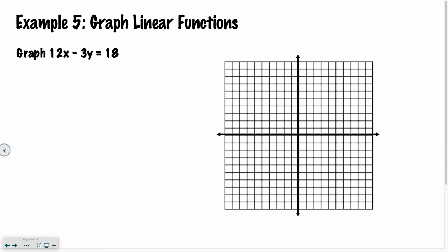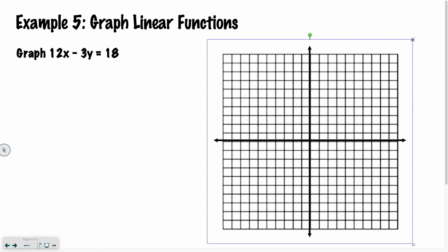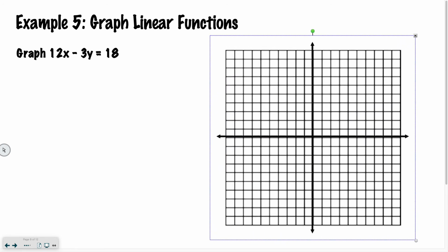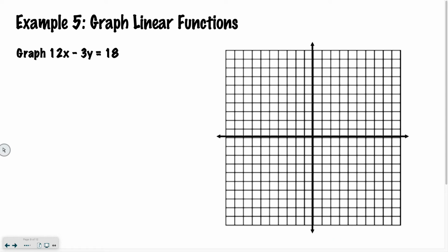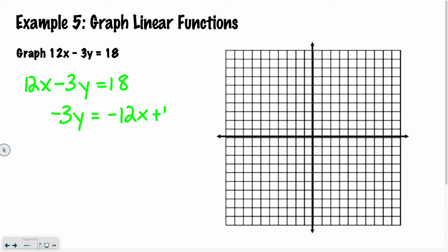Okay? Let's practice another one. So this time we are graphing 12x minus 3y equals 18, and that gets a little tricky. I guess tricky is the wrong word. It just involves one more step, which is we have to put it in slope-intercept form first. So I have 12x minus 3y equals 18. So that means I'm going to subtract my 12x over first. So I have negative 3y equals negative 12x plus 18.